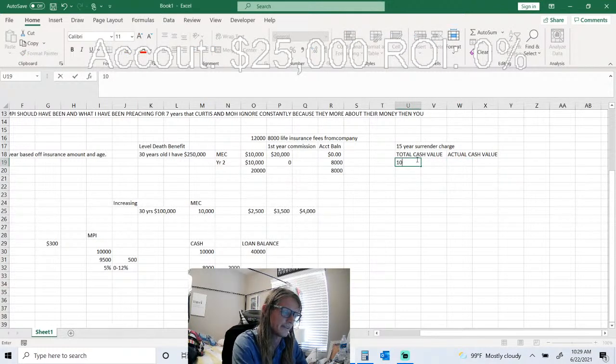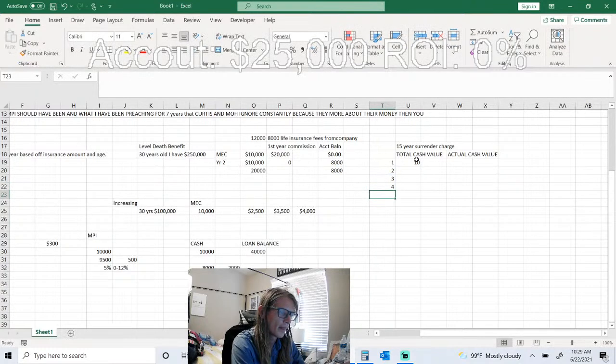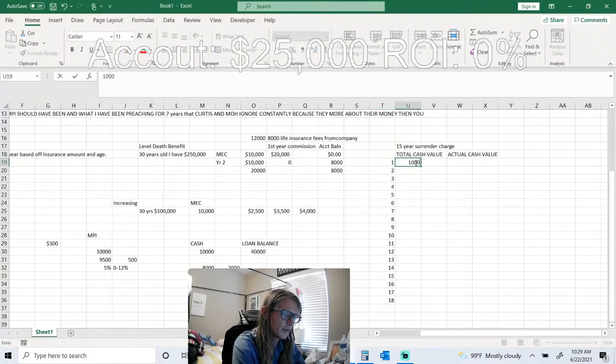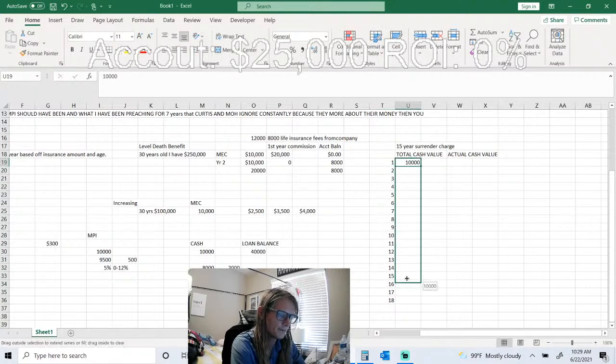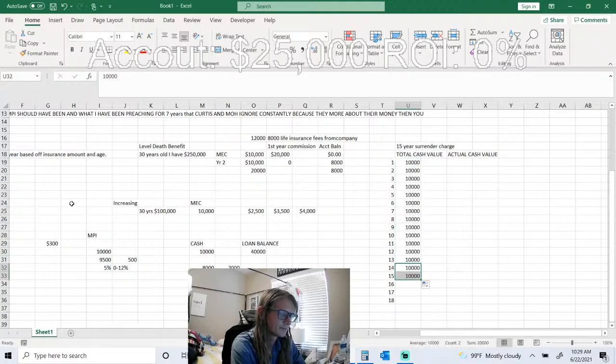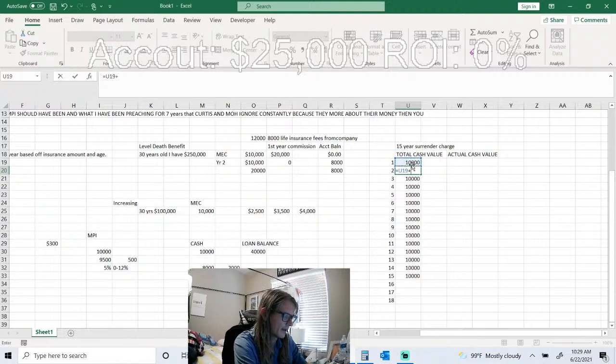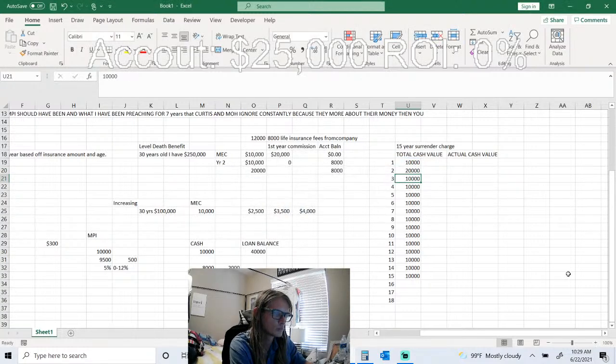You're putting in $10,000 a year. So this is 1, 2, 3. Okay. And then we're putting in 10,000 for 15 years. And then, so this should be equals this plus 10,000. Okay, so now it's adding up every dollar we ever put in, right?